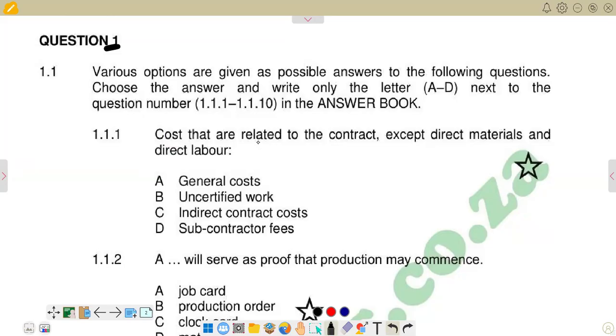The first question is reading: costs that are related to the contract except direct materials and direct labor. So remember, our costs can be direct and indirect. So according to the responses that we have, the most appropriate response is indirect contract cost. So we are going to indicate indirect contract cost as the answer there. Then we can go to the next question.